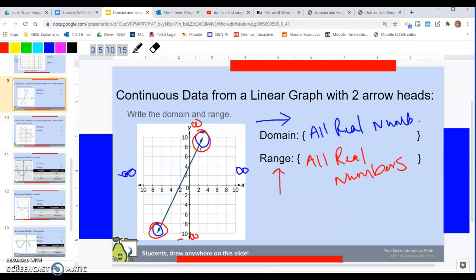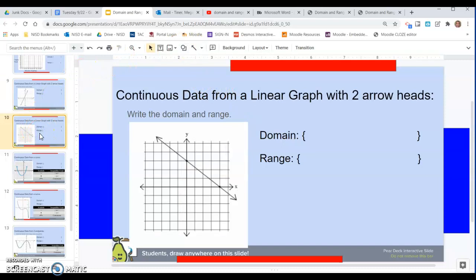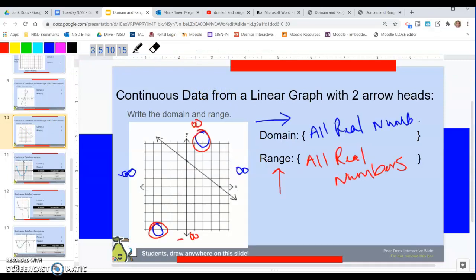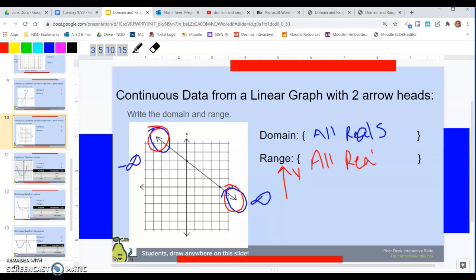Okay, let's look at another example. Okay, this graph. I have a straight line. I see arrows on both ends. Same concept here. On the left, I see an arrow. On the right, I see an arrow. So I know on the left, it goes to negative infinity, and on the right, it goes to positive infinity. So for my domain, I'm just going to call it all reals. Same thing for my range, bottom to top. Those are your y values. On the bottom, I see an arrow. On the top, I see an arrow. Same thing, all reals. Okay, so those are pretty easy. If you have a straight line, arrow on both ends, it's all real numbers.